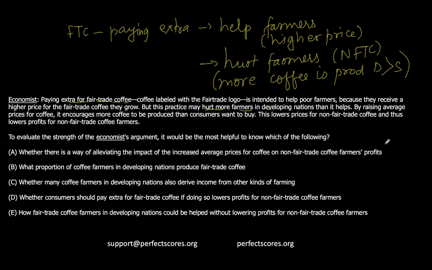What if you answer yes to option A? There is a way of alleviating, which is removing, the impact of the increased average prices for coffee on non-fair trade coffee farmers' profits. Do you think that is going to strengthen or weaken the argument or anything? What if there is a way?